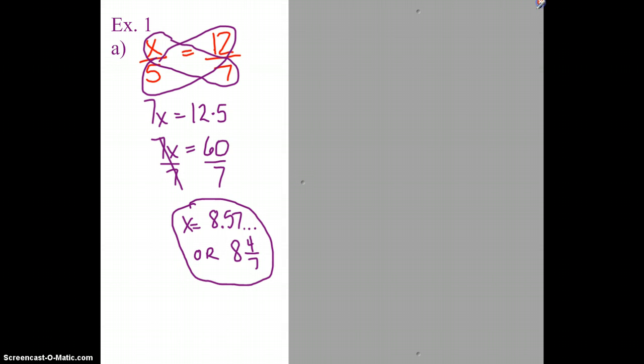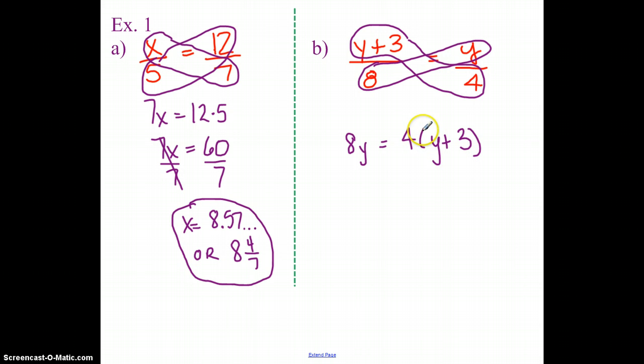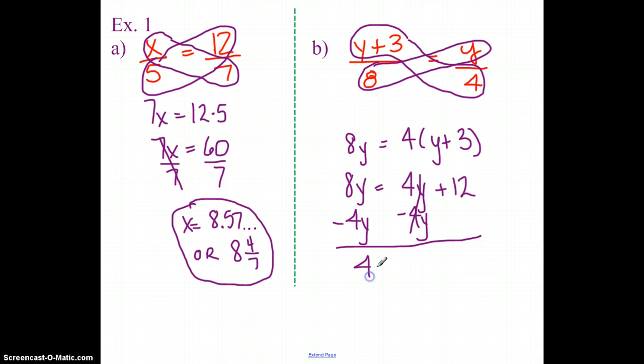Now let's take a look at this other problem that we have here. In this one it's going to be the same idea. I'm going to cross multiply the two pairs that I have. So in one direction it is 8y, in the other direction it's 4 times (y plus 3). Now it's really important that you put parentheses around that y plus 3, because a lot of people will write 4y plus 3 and not do the parentheses and then screw their whole answer up. So now if I distribute that 4 on the other side, it's going to be 4y plus 12. Subtract 4y. And then I have 4y equals 12. Divide by 4. I get y equals 3.